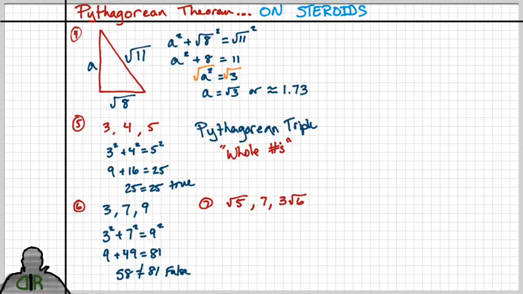Okay, now let's take it up a notch. Square root of 5, 7, and 3 root 6. Oh gosh, which one is going to be the longest side? That is going to be the kicker. You need to determine that. So use your calculator. There's nothing wrong with using your calculator. Plug in 3 root 6 and see what you get. 3 times the root of 6. See what happens. Well, what you will find is that this one is going to be the longest side.